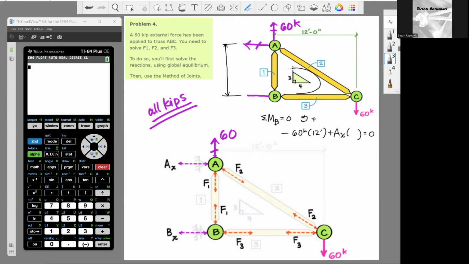To get that dimension, we just want to look at the ratio that's given as well as this length. So 12 divided by 4 is 3, times 3 gives me 9 feet. That's what goes in the parentheses here. In my calculator, I'll say 60 times 12 divided by 9 equals 80. And that's how I know that AX is equal to 80 kips. Update it up top and update it down below as well.